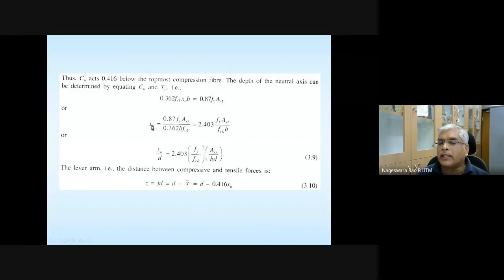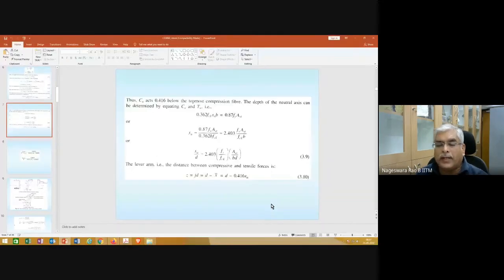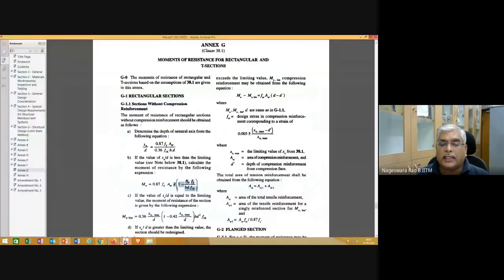If I substitute XU is equal to 0.87 Fy AST divided by 0.362 B times FCK here, and by taking that as a lever arm, whether I'm getting whatever is given in Annexure G or not, you please cross check whether this is correct or not.